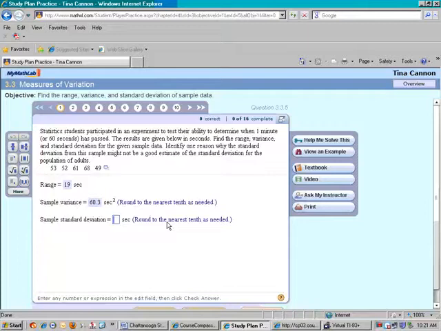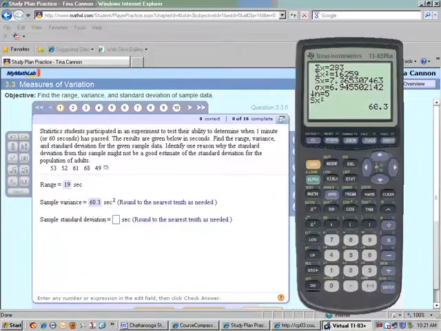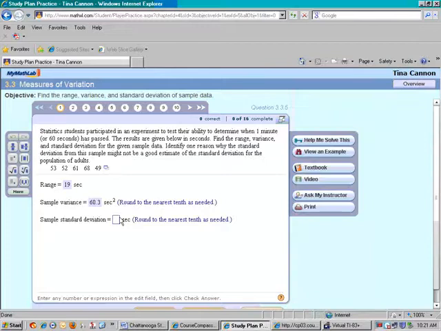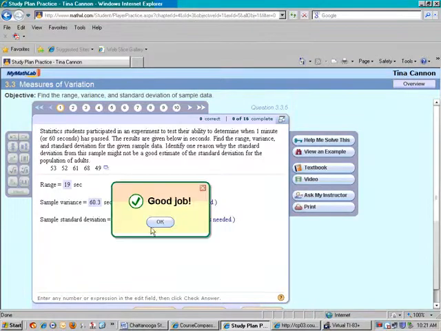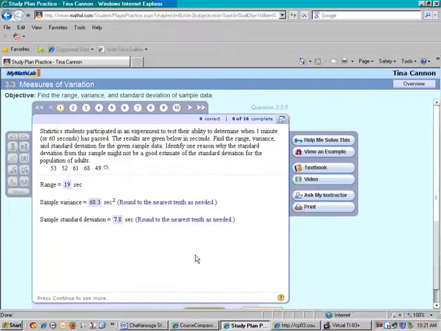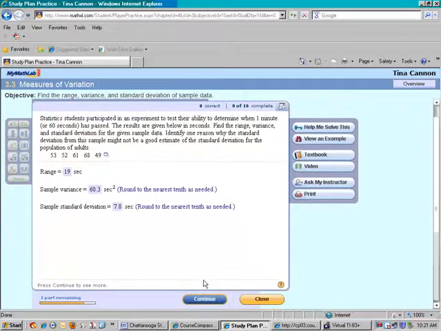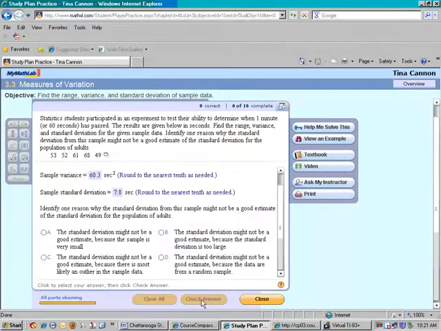Now my standard deviation is what we have on the screen. My standard deviation is this, and it says round to the nearest tenth. Pay attention to how they ask you to round. So the nearest tenth will be 7.8. 7.8. Okay, check that. You did a good job. Okay, so we have this. And notice, though, at the bottom it says continue, because it's going to ask you a question.